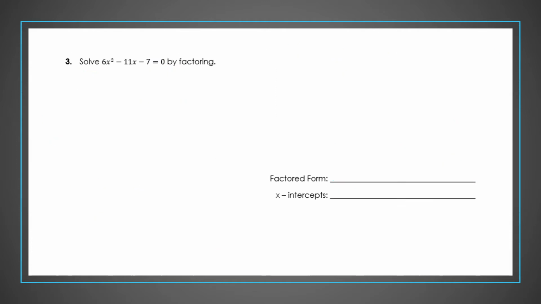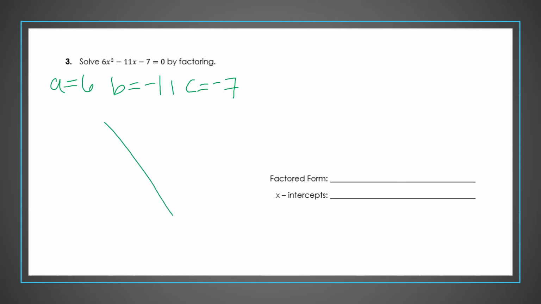Let's try one more factoring problem. This problem is 6x squared minus 11x minus 7 equals 0. It is in standard form, so we do not need to rearrange it. We'll check for a GCF. There is no number or variable that goes into all 3 terms besides 1. So we are ready to go ahead and identify A, B, and C. A is 6, B is negative 11, and C is negative 7.